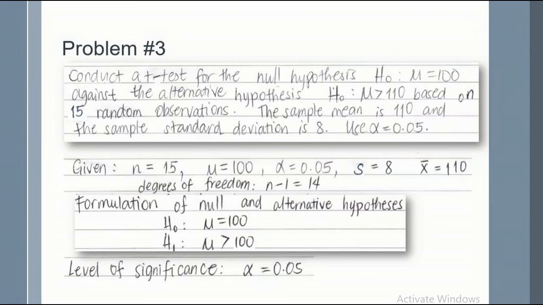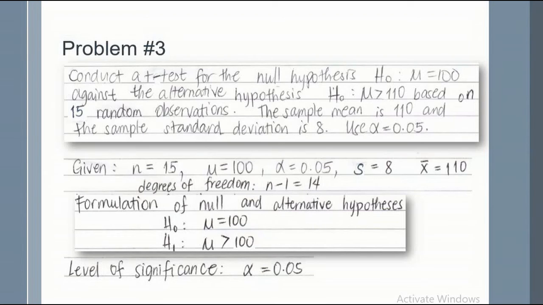Given n is equal to 15, mu is equal to 100, alpha is equal to 0.05, s is equal to 8, x bar is equal to 110. n is the number of samples, mu is the population mean, alpha is the level of significance, s is the sample standard deviation, x bar is the sample mean. So the degrees of freedom, n minus 1, is equal to 14.